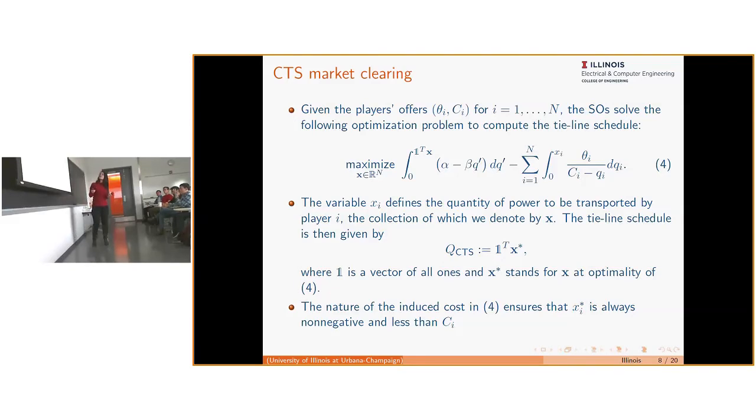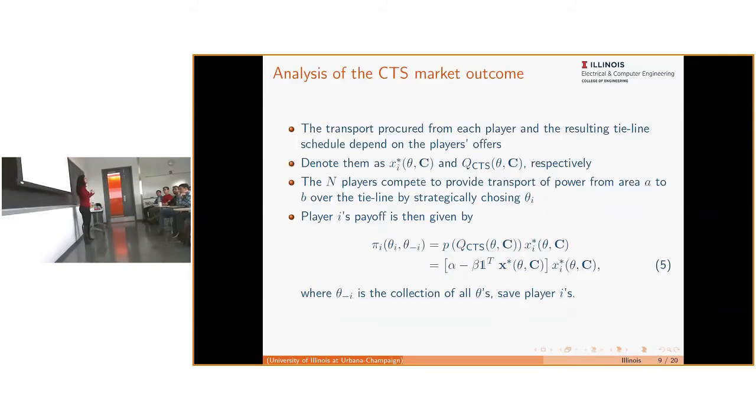So the goal of the system operator is to determine the optimal reward to each player, which is given by the vector x, and the sum of all the individual quantities rewarded to every player will essentially determine the CDS schedule in this market mechanism. So the transport reward that results from the CDS market clearing, as well as the CDS schedule, are both functions of the strategic variable theta chosen by the players as well as their liquidities.